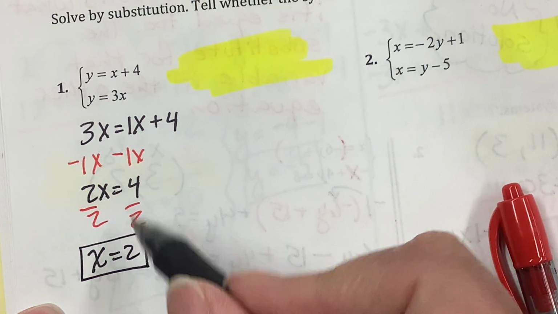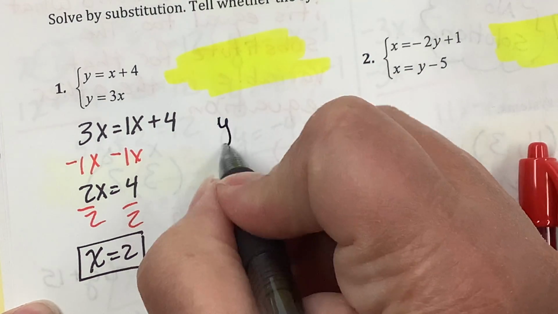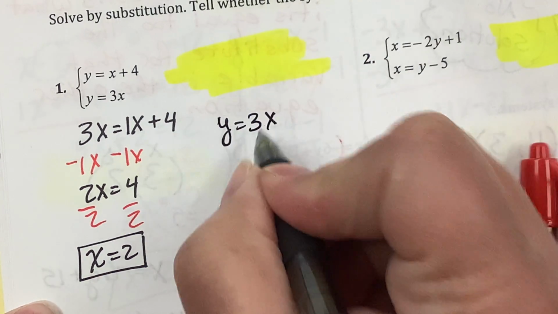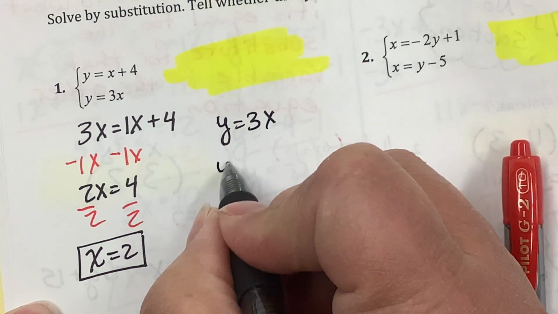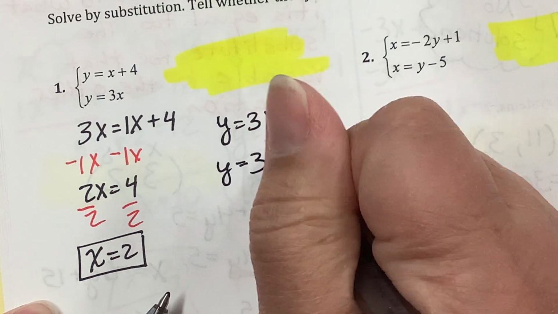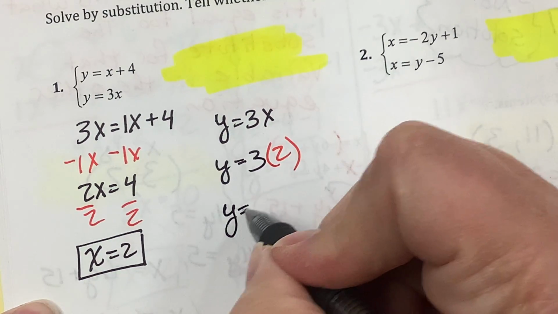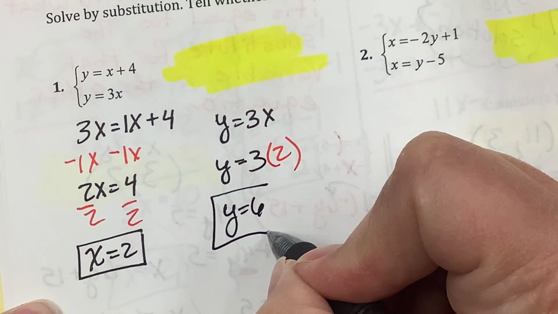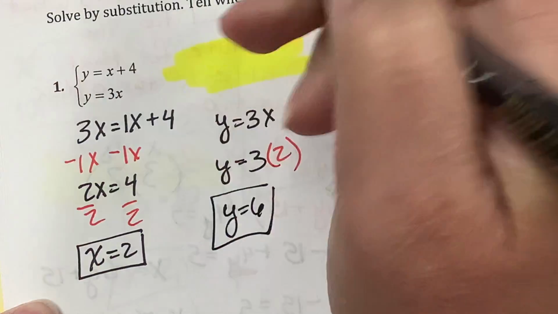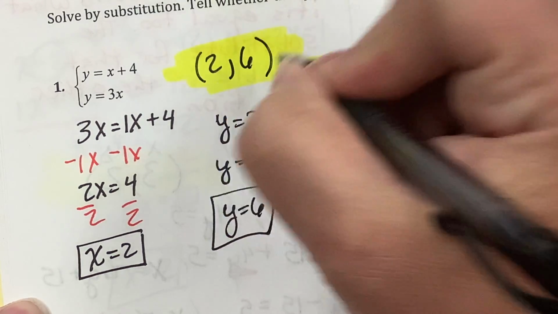Now I have to substitute that back into one of the equations. I'm going to take the second equation, y equals 3x. It doesn't matter which one you do. Y equals 3, substitute 2 for the x, and 3 times 2 is 6, so y equals 6. Now I have x is 2, y is 6, and I'm done. Ta-da! Beautiful.